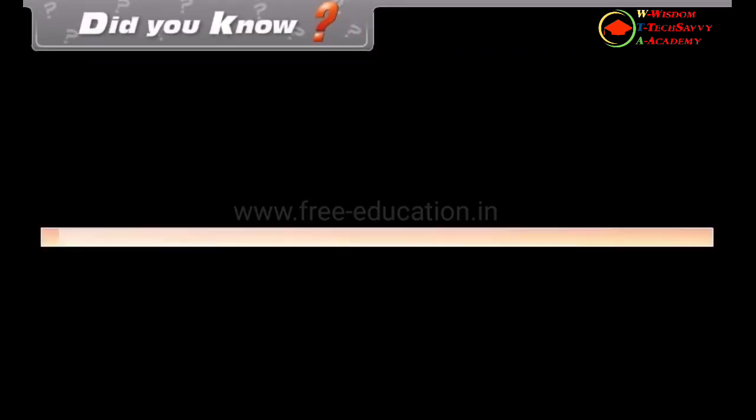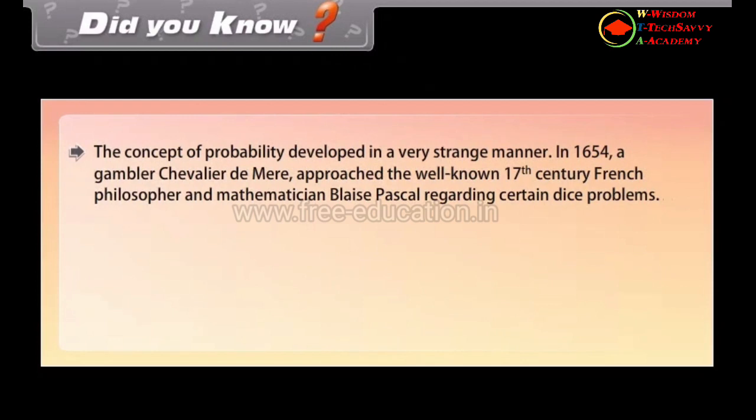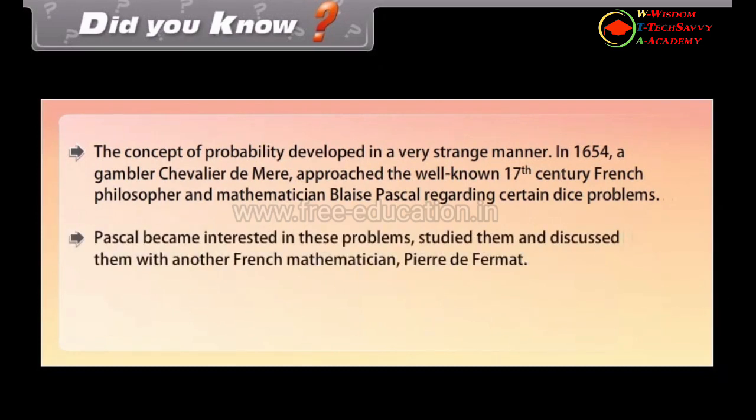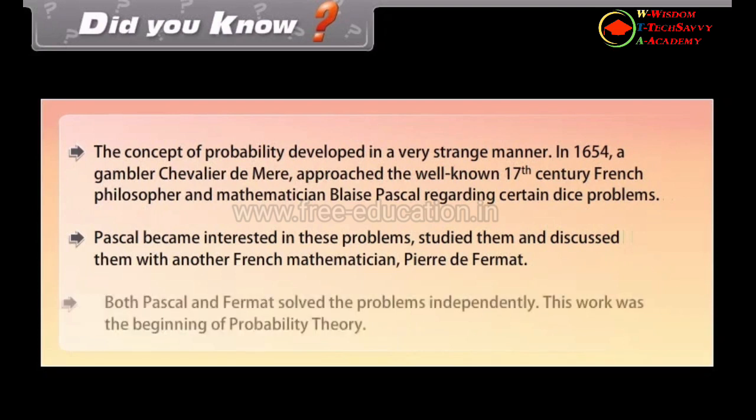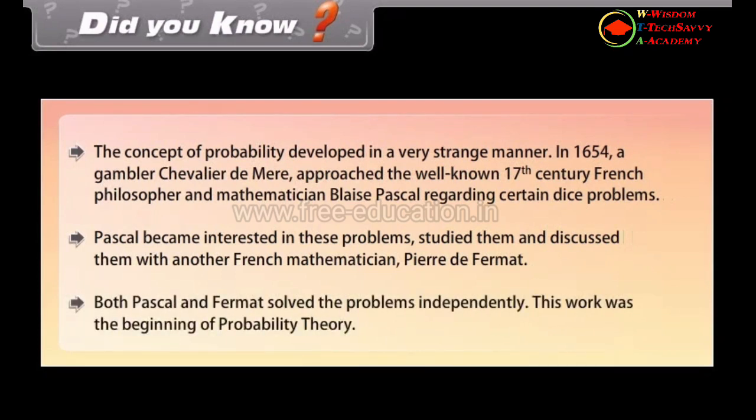Did you know? The concept of probability developed in a very strange manner. In 1654, a gambler, Chevalier de Mere, approached the well-known 17th century French philosopher and mathematician Blaise Pascal regarding certain dice problems. Pascal became interested in these problems, studied them and discussed them with another French mathematician, Pierre de Fermat. Both Pascal and Fermat solved the problems independently. This work was the beginning of probability theory.